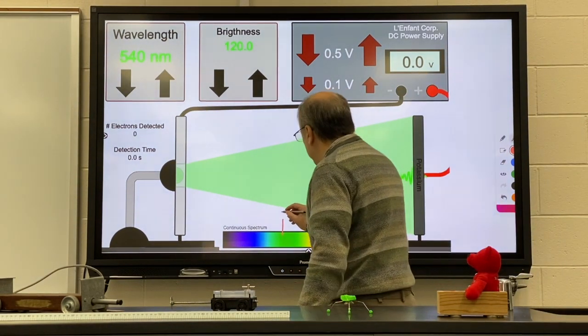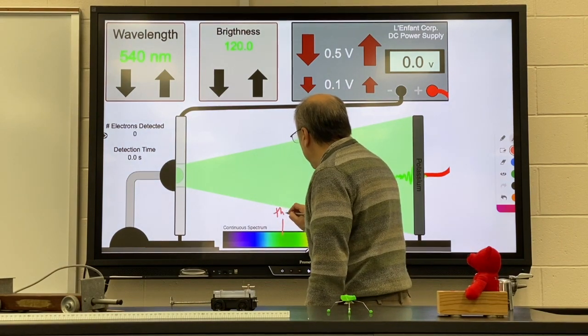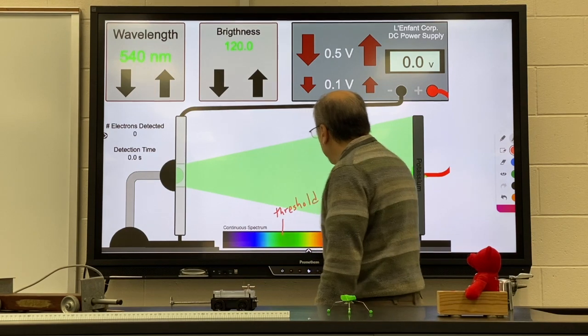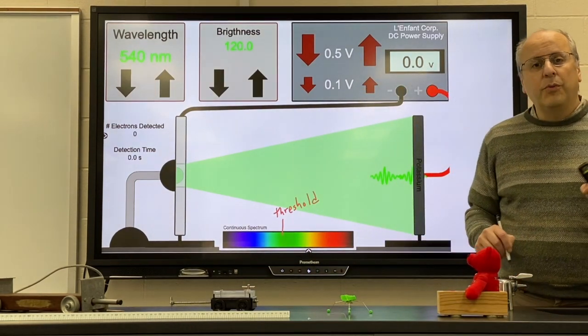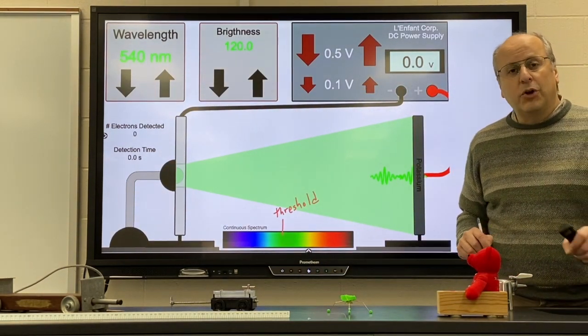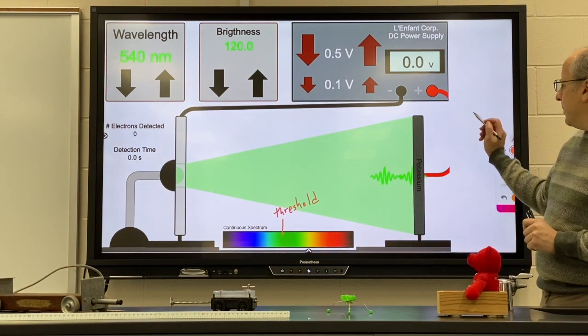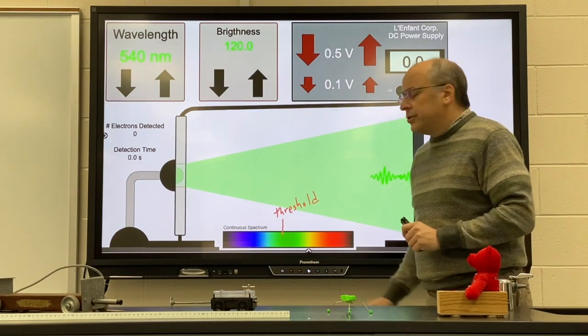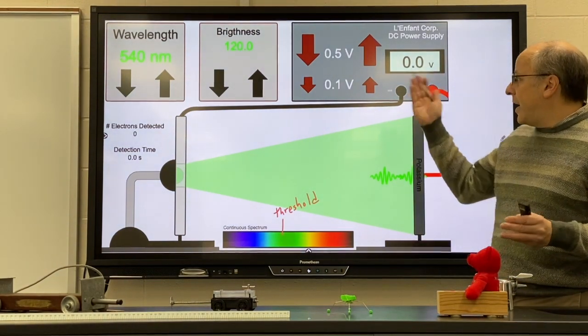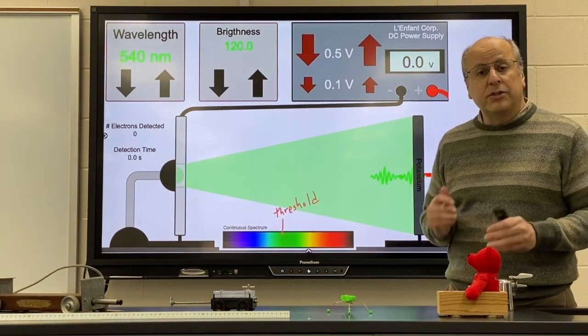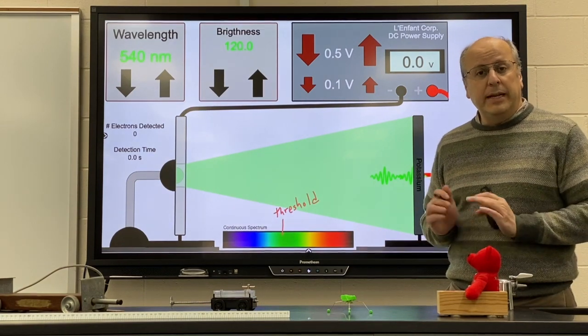This spot, this magic color, this magic wavelength is called your threshold frequency, threshold wavelength, or threshold color. Okay, and for potassium, this threshold seemed to lie somewhere between 530 nanometers and 540 nanometers.